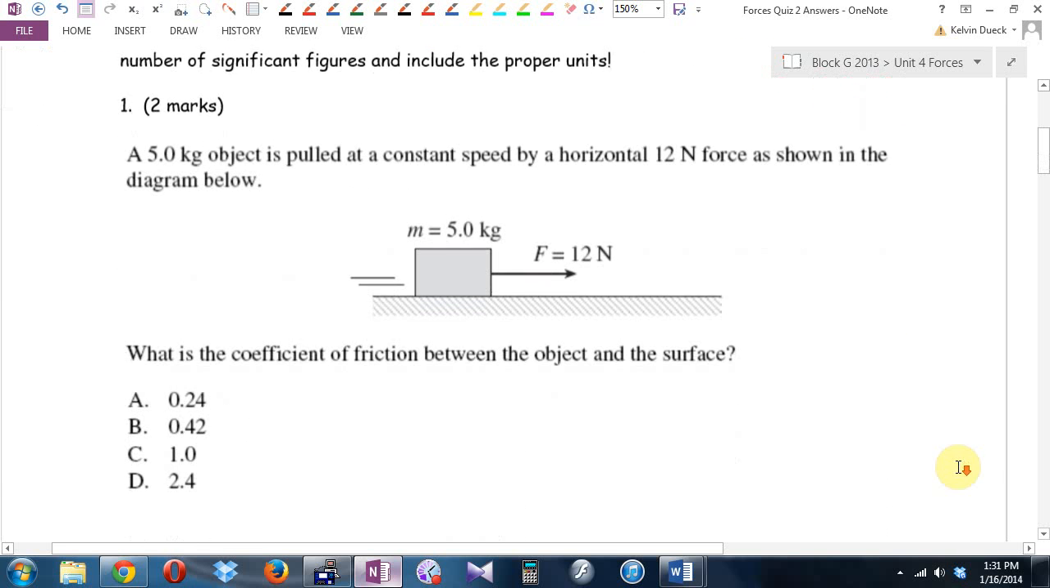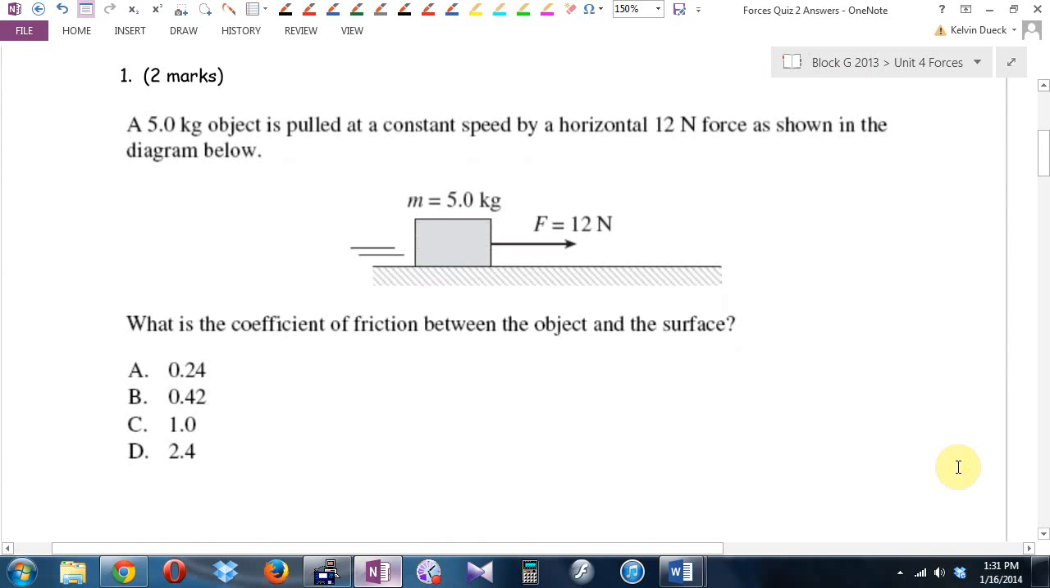Number 1, a 5 kilogram object is pulled at a constant speed. I'd probably mentally underline that phrase. By a horizontal 12 Newton force as shown in the diagram below. What's the coefficient of friction? This is a job for a good free body diagram. Although since they gave me the picture, I'm just going to label this picture instead.